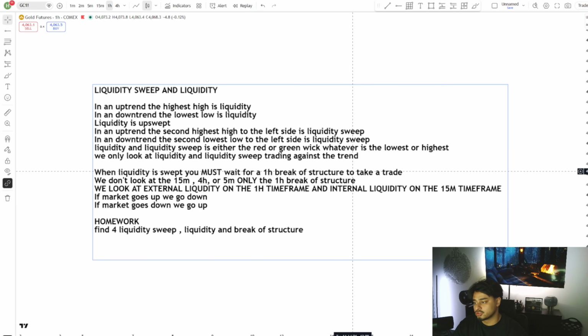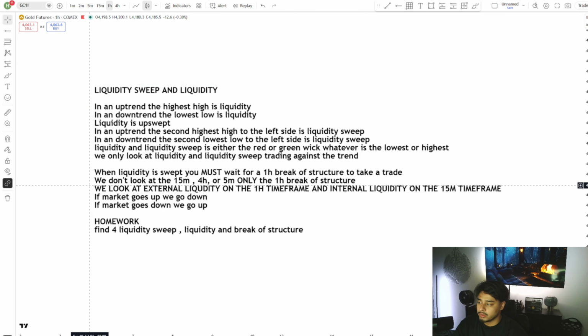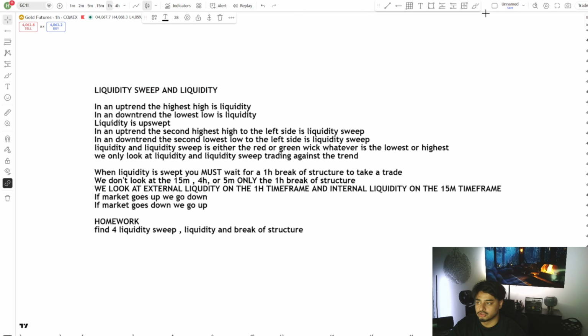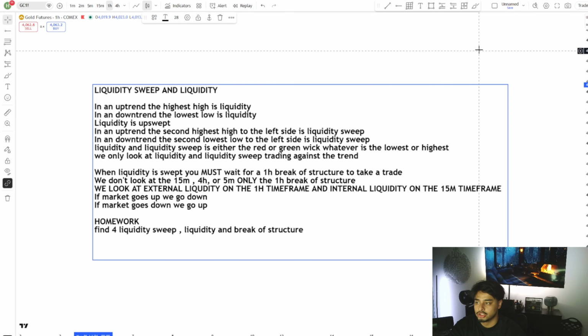Now, I have two types of strategy, trading against the trend and trading within the trend. Right now, we're going to speak a little bit about trading against the trend. When liquidity is swept, you must wait for a 1 hour break of structure to take a trade. We do not look at the 15-minute, the 4-hour, or 5-minute, only the 1 hour break of structure. Very important, we look at external liquidity on the hourly time frame and internal liquidity on the 15-minute time frame, which I will speak about in a few. And if market goes up, we go down. And if market goes down, we go up, because remember, we're trading against the trend.